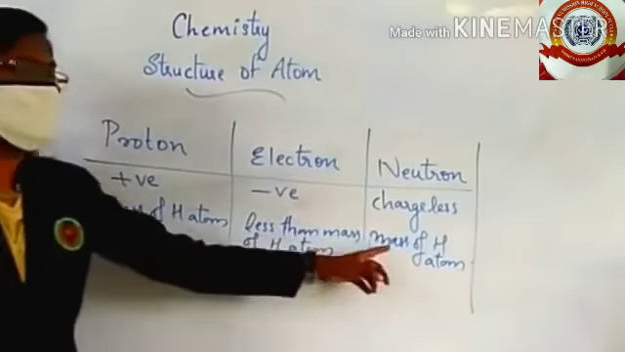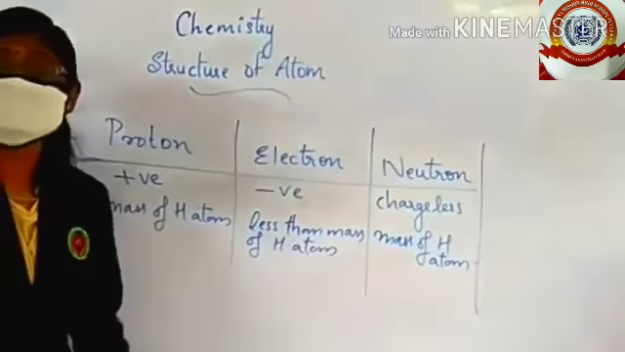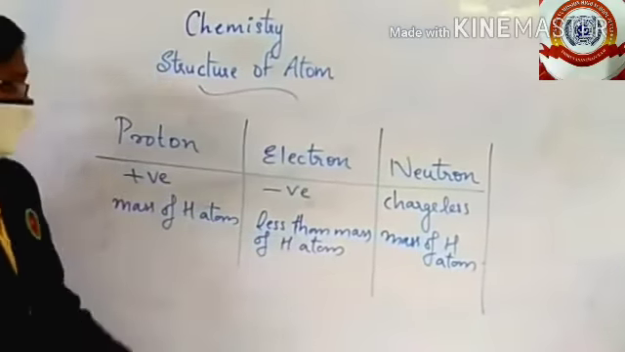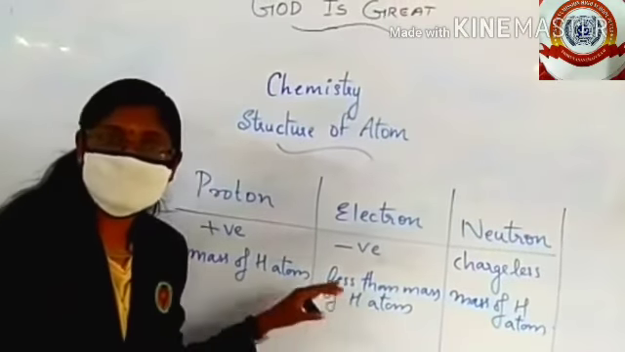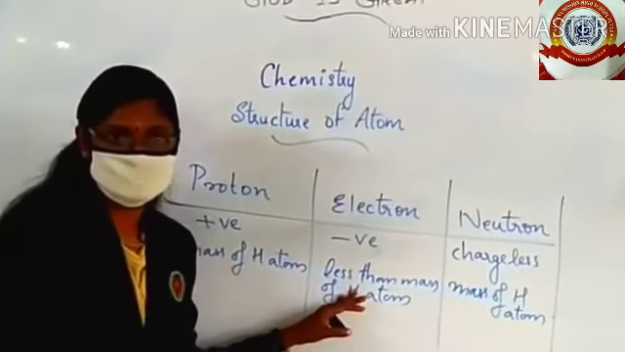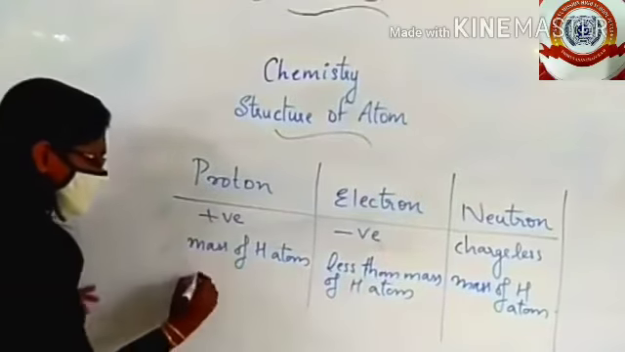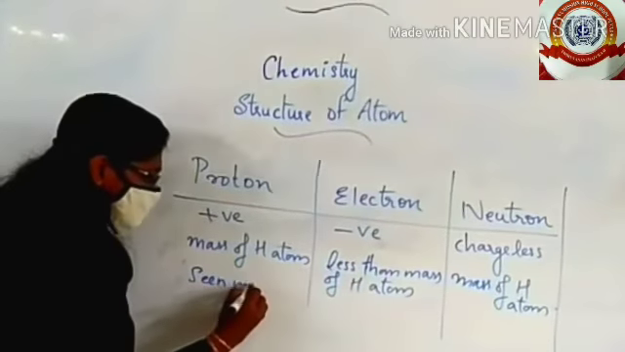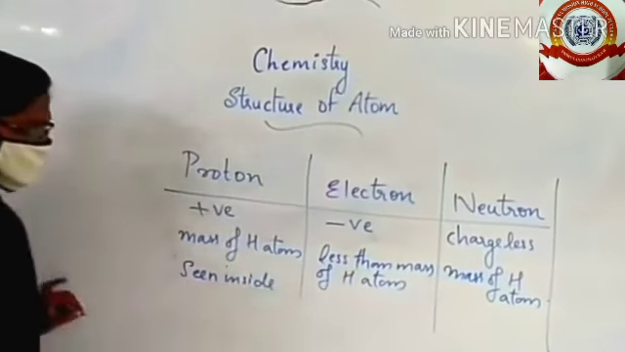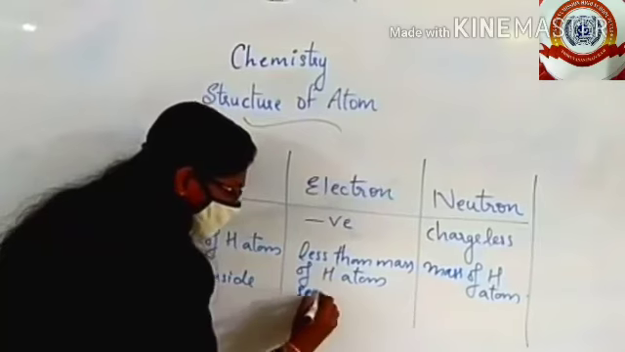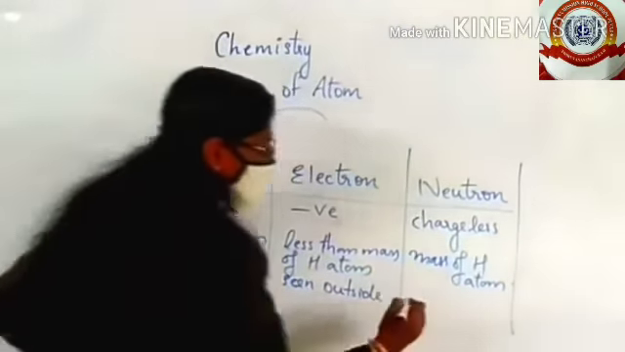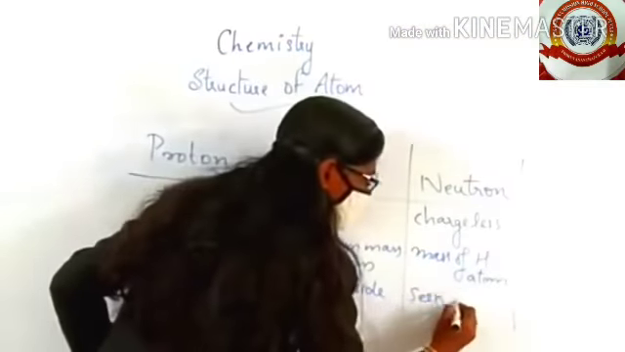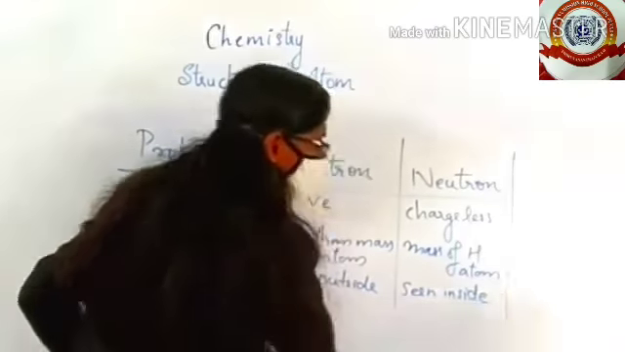Here, the proton and neutron have a mass equal to that of a hydrogen atom, but the mass of the electron is negligible, hence it is not considered. Third point, the proton is seen inside the nucleus, the electron is seen outside the nucleus, and the neutron is seen inside the nucleus.